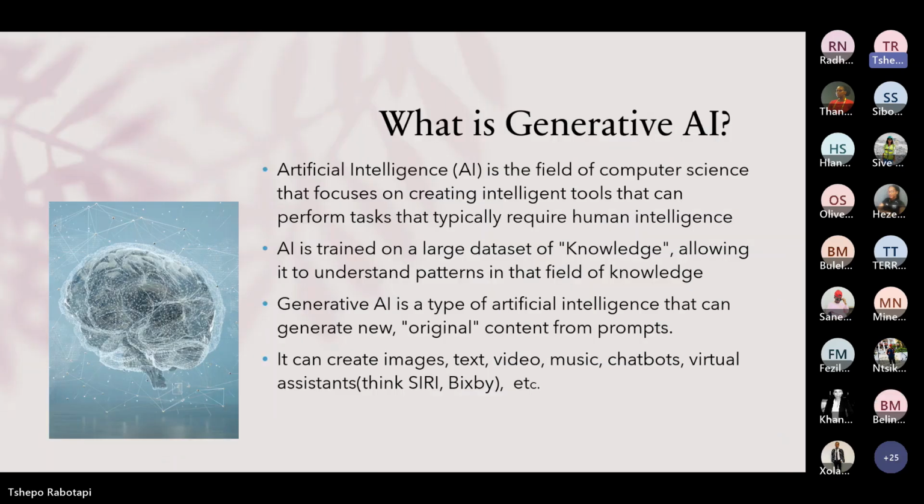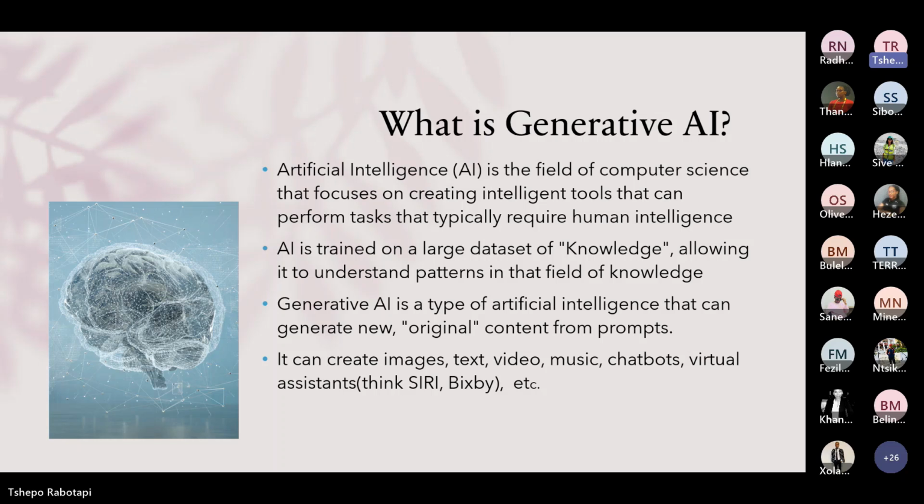So let's start with what is generative AI. It's a branch of computer science, which is artificial intelligence, and it focuses on creating intelligent tools that perform tasks usually performed by humans. They usually require human intelligence. They are trained using a data set of knowledge, allowing them to manipulate that knowledge and give back the knowledge as if it's something new, while it's not. Everything that generative AI gives is something that existed before.